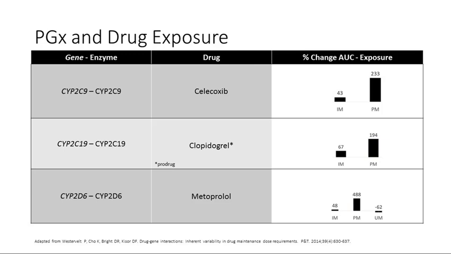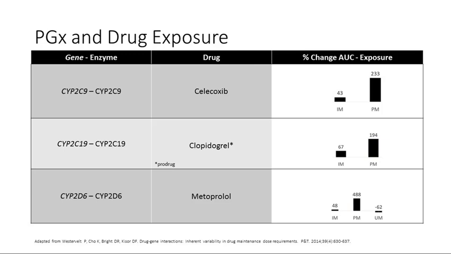We realized that individuals who have decreased metabolic capacity, the intermediate and poor metabolizers, don't convert all of clopidogrel to its active form. And when we look at the exposure to the parent compound, we see the intermediate metabolizer having a 67% increase in exposure, and a poor metabolizer having a 194% increase. So that's the increase in the parent compound, which means there's less being converted to the active compound.